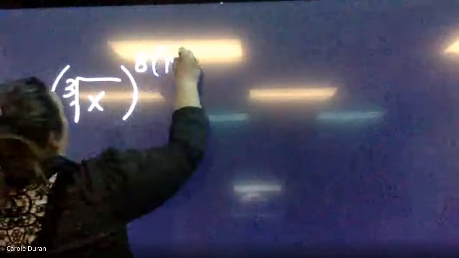So which value here is going to be my m value? 8, because that is my power. So this is my m. What's my n value? The 3. And then my x is just going to be the x. So then when I rewrite this, this becomes x to the 8 over 3 power, and then we're done.